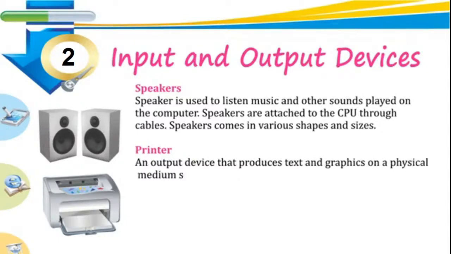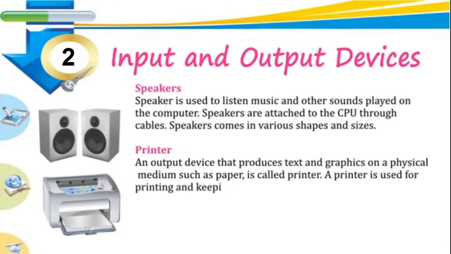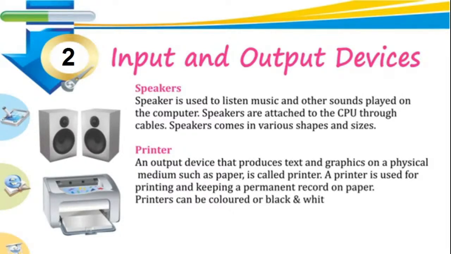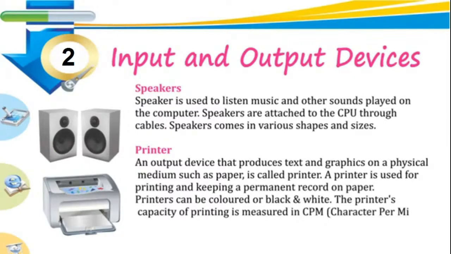Printer. An output device that produces text and graphics on a physical medium, such as paper, is called a printer. A printer is used for printing and keeping a permanent record on paper. Printers can be colored or black and white. The printer's capacity of printing is measured in CPM, characters per minute, and PPM, pages per minute.